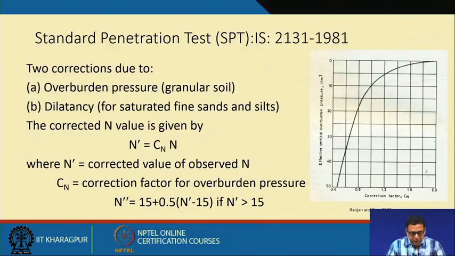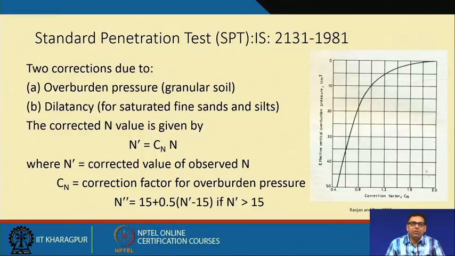Now, as we know, overburden pressure correction is required because the overburden pressure at shallow depth is less and at greater depth is very high. So we have to adjust the N value. For the shallow depth you will increase the corrected N value, because it was tested under very little overburden pressure, but at the greater depth we will decrease the corrected N value as compared to the measured N value, because it is tested under very high overburden pressure.